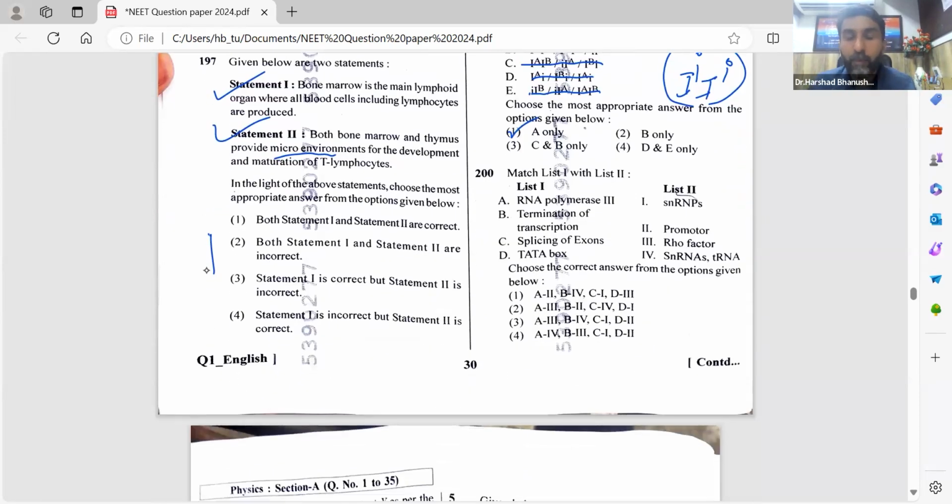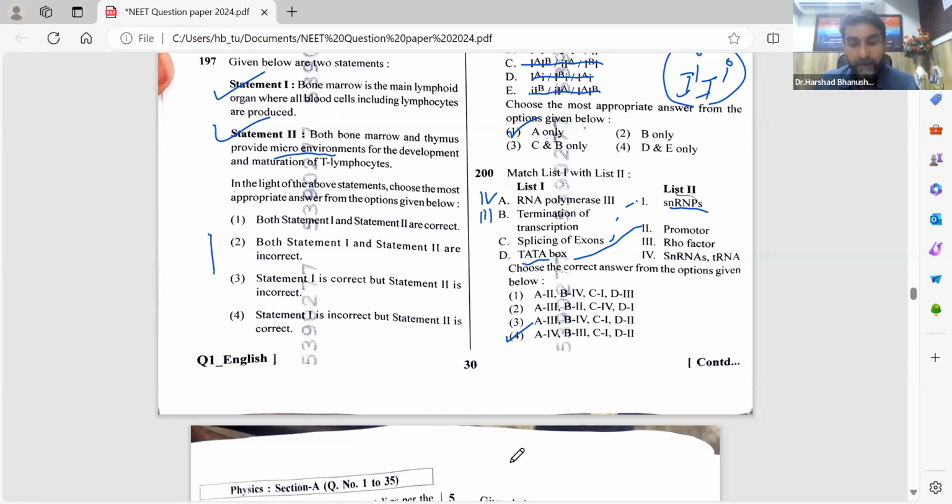In the last question, RNA polymerase 3 is responsible for the formation of snRNA. So A would be 4. Termination is with the help of Rho factor. So B would be 3. Splicing occurs with the help of ribonucleoproteins. Though snRNPs are not NCERT, even this TATA is not a part of NCERT. It is, by the way, a promoter region. But A4 and B3 is given only in one option, which is option number 4. So we can easily mark it as the correct answer, which becomes your option number 4.